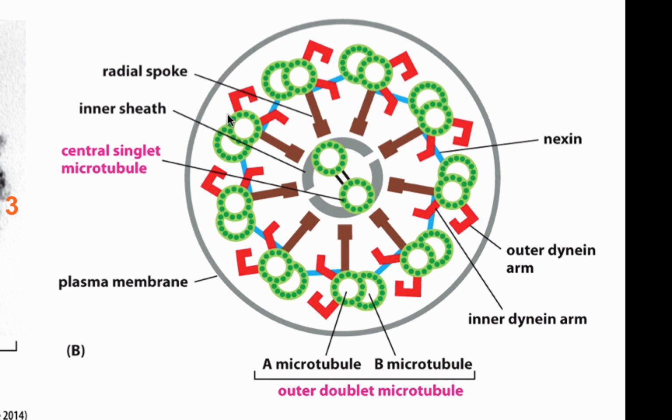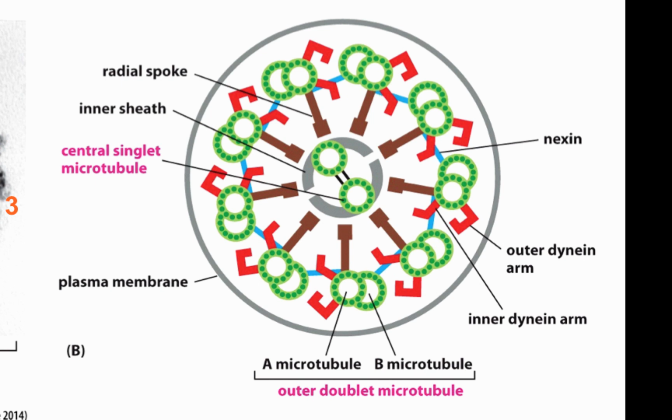The other molecule that is important to have are the radial spokes. The radial spokes emanate from the A tubule within the microtubule doublet, and they interact with the inner sheath that is surrounding the inner central microtubules. So now, as you can appreciate from this image, you have 9 different radial spokes that are interacting with the inner sheath where the 2 central microtubules are present. And each of the 9 microtubule doublets are linked together by nexin molecules.